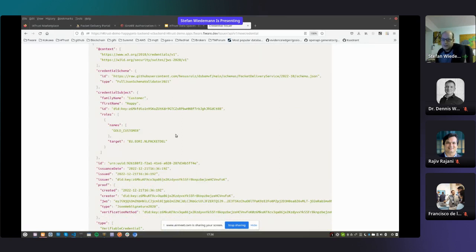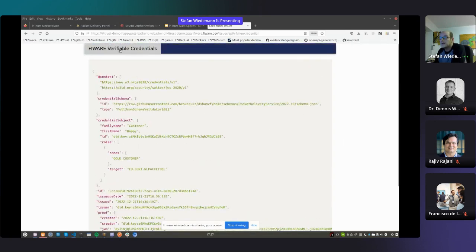I might make this a bit bigger, because the subject now holds a set of roles that can be evaluated by the PDP later. The role that we did set here is the role gold customer in the target packet delivery. We can set multiple roles within one target. So we could also add the standard service here, or whatever else we want. But we also can add additional entries here. And if we then send this credential to, let's say, Happy Pets, this part will be ignored and only the roles targeting Happy Pets will be used.